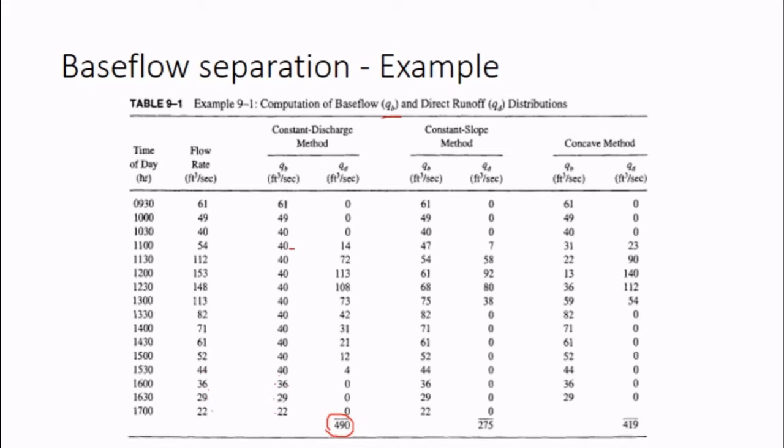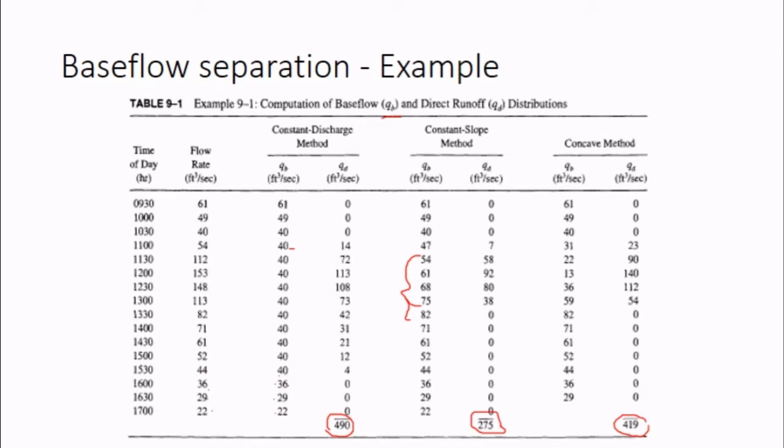So, ginamit natin yung QB para sa formula kanina, 'di ba? Na pinakita ko. And then kinuha natin yung total. So, total discharge natin, or yung base flow discharge, is 275. And then for the concave, we have 419. So, ano napansin niyo? Parang maliit yung constant slope, 'di ba? Okay? Ang tanong, ano yung best?